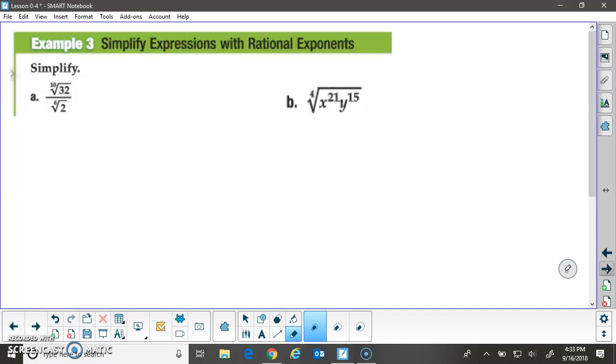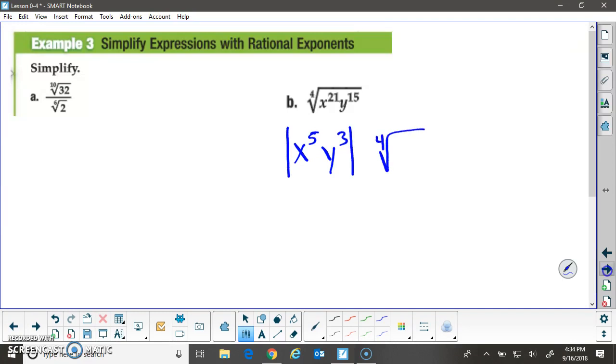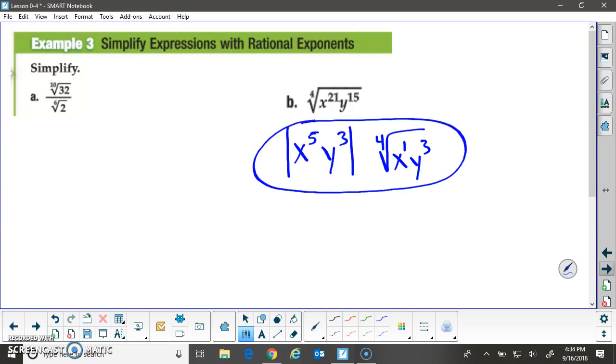Okay, example 3. Let's do letter B first. Continuing with these variables in an even root. So 4 goes into 21 5 times, so that's going to give us x to the fifth. We are going to need absolute values around that. And now let's go on to the y variable. 4 goes into 15 3 times. We are going to need absolute values around that as well. But then we've got left over x to the first and y to the third. So there's our expression involving absolute values on part B.